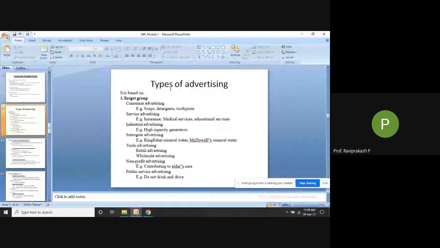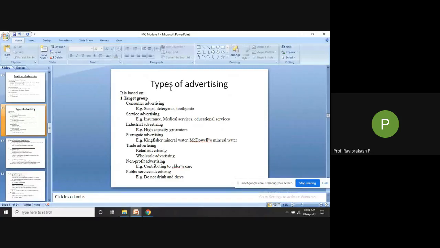So there are different kinds of advertising. First, it is based on target group. What kind of group are you targeting? One is consumer advertising, like soaps, detergents, toothpaste. These are FMCG products that you use on a daily basis. It could be shampoos, soaps, detergents, toilet cleaners, whatever. All this comes under consumer advertising.